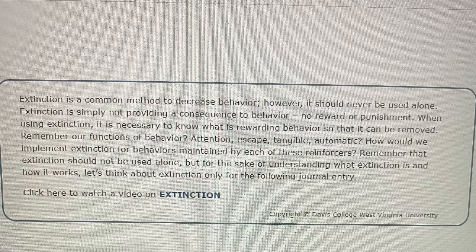Remember that extinction should not be used alone, but for the sake of understanding what extinction is and how it works, let's think about extinction only for the following journal entry.